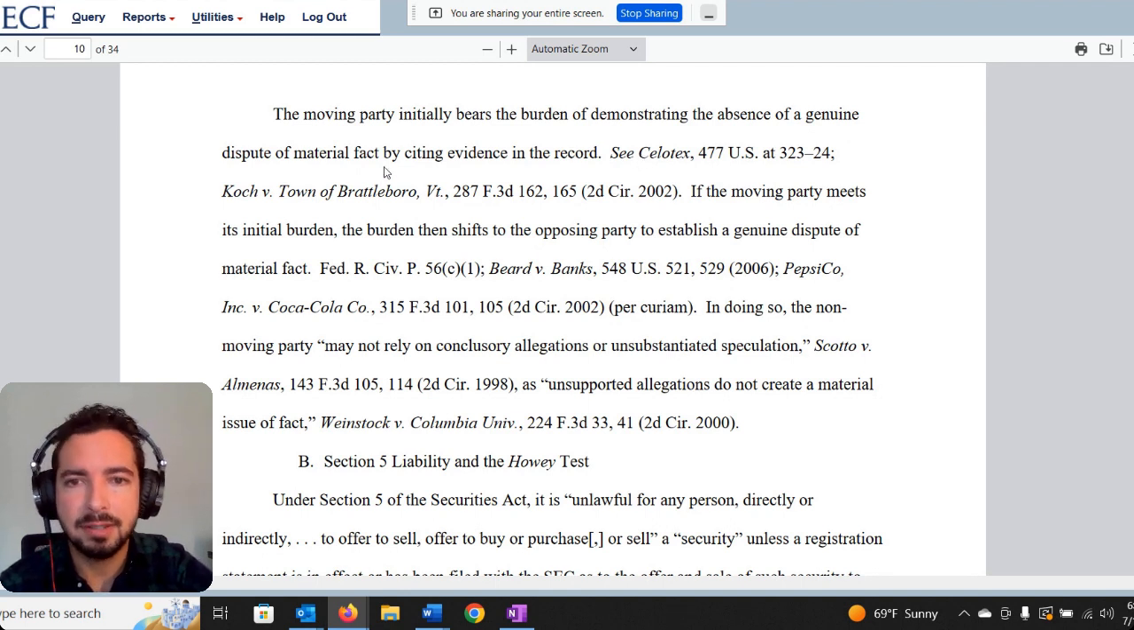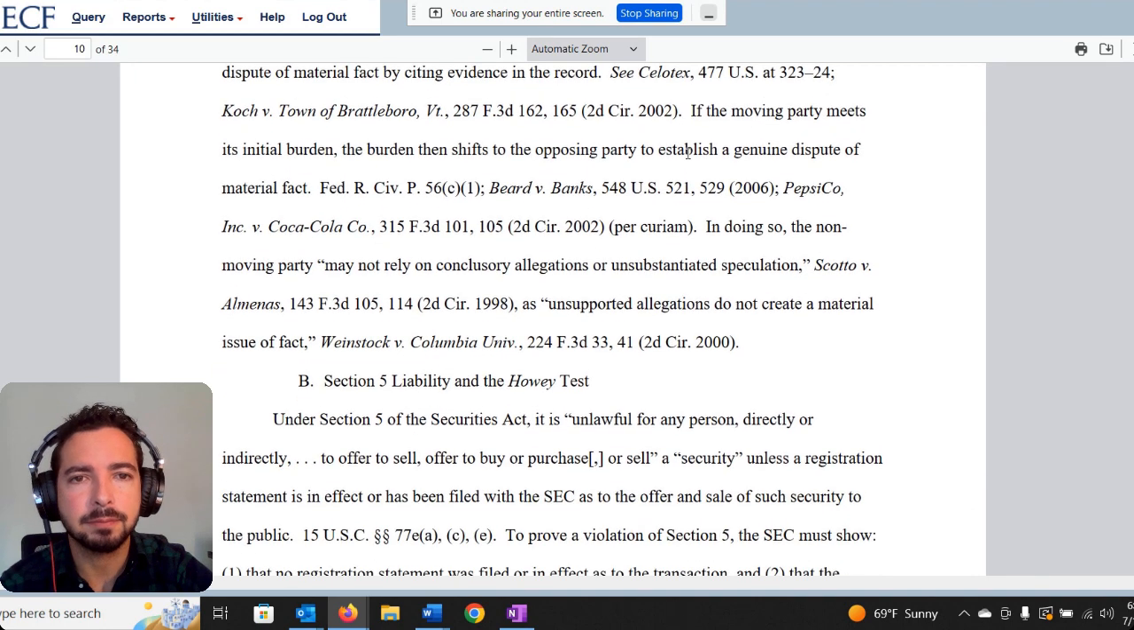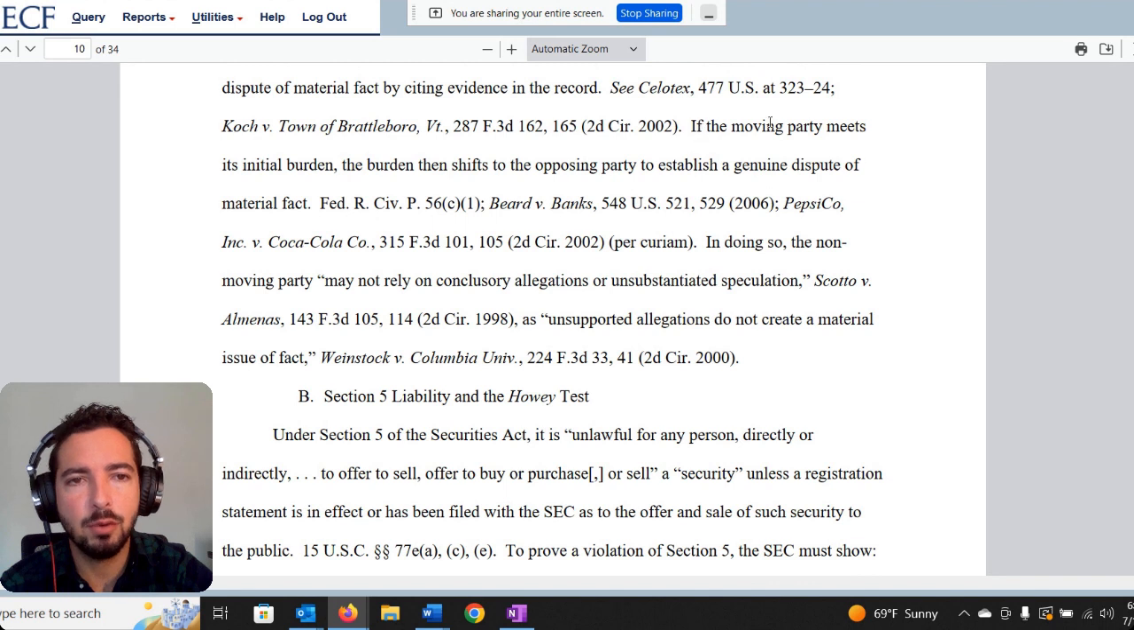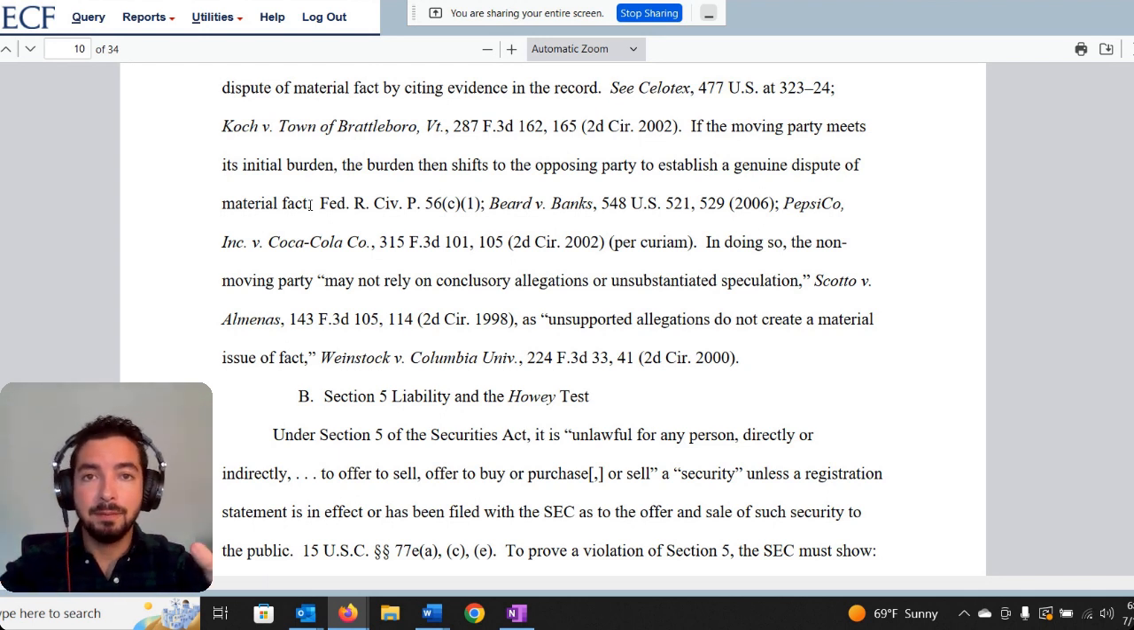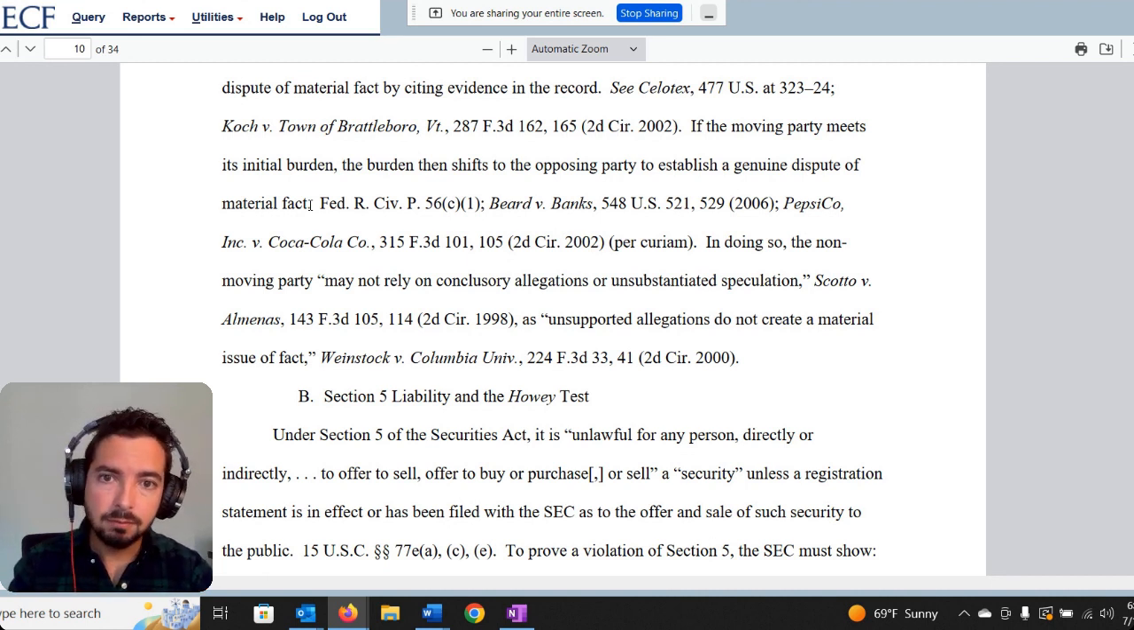And they have to do that by citing evidence. So basically, they have to put up or shut up. And then if the moving party meets this burden, so basically says that there's no facts in dispute, the burden then shifts to the opposing party, so the person that's defending against the motion, to establish a genuine dispute of material fact. So the person defending against the motion has to say, no, there actually is a dispute about an important fact, and here's why.